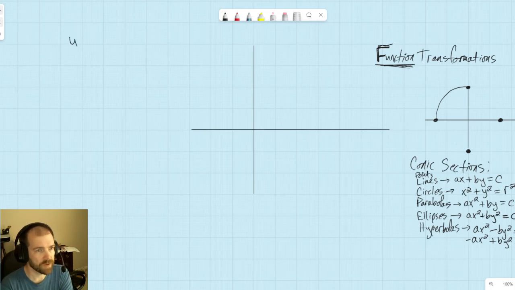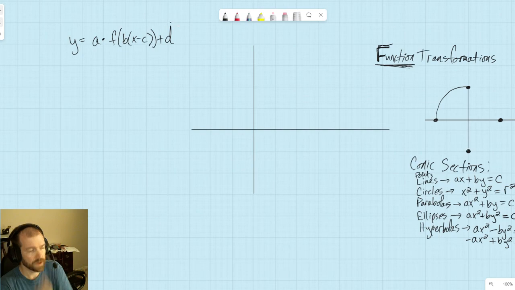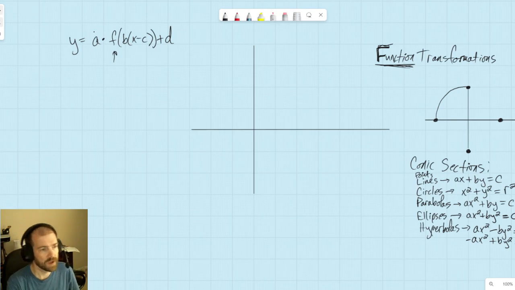So function transformations are going to look like y equals a times f of b times the quantity x minus c, plus d. So generally they're going to be of this form. Again, f could be any function that we want to use. Real valued. So any real valued function we want to use.